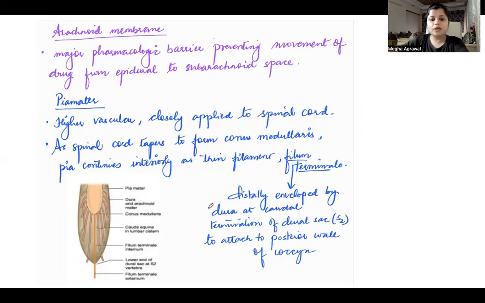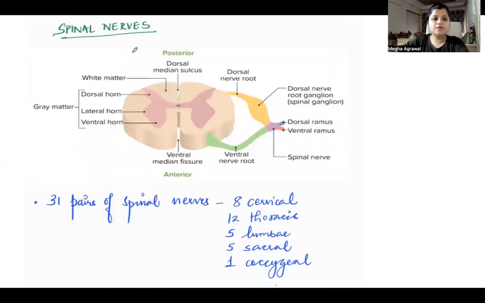Okay, and then it is attached to the posterior wall of coccyx. Now the spinal nerves emerge from the dorsolateral root of spinal cord. The dorsal nerve root emerges from the dorsolateral portion, and from the ventrolateral portion of the spinal cord, the ventral nerve root emerges. After the nerve root, there is also the dorsal nerve root ganglion. Now this dorsal part is responsible for sensory input and this ventral for motor input.